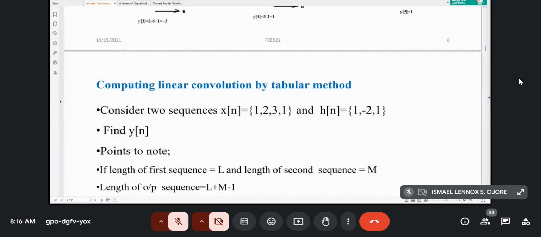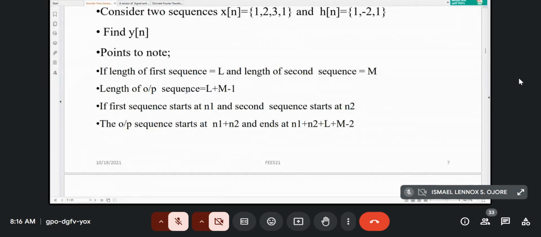So you are asked to find y[n]. It's important to know that you have two sequences, one of length L. Let's say this is the first sequence: L is the length of x[n]. Then M is the length of the other sequence, h[n]. This has 4 samples, so L is 4, and M is 3.